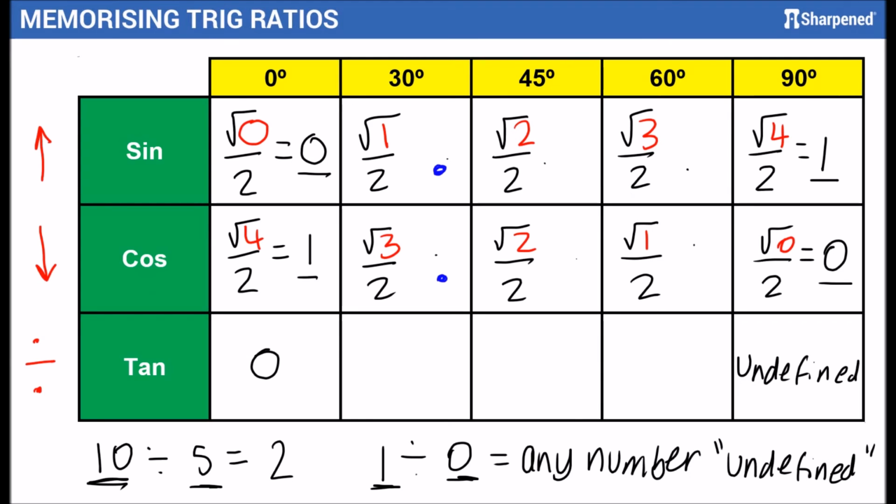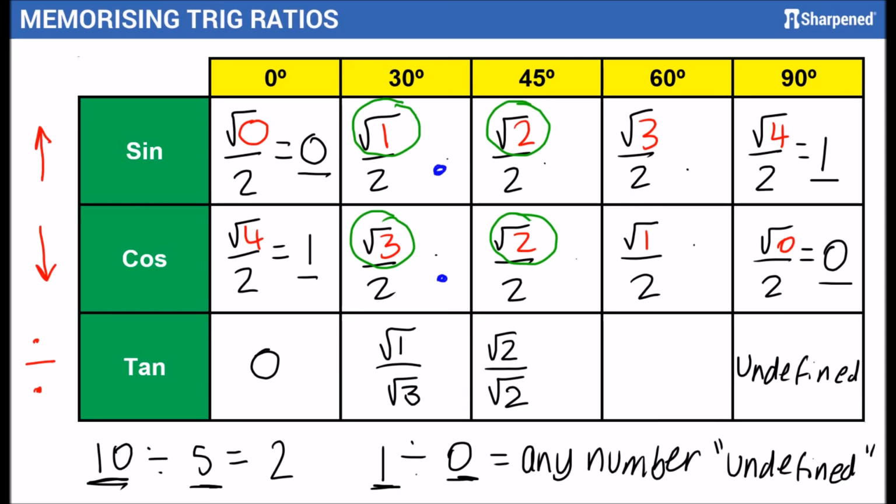In order to get the tan of 30, what we're going to do is we're just going to create a fraction with this number here being on the top and this number here being on the bottom. It's that simple. So the answer is going to be root 1 over root 3. Jumping over to the tan of 45, using that same shortcut technique I just showed you, we're going to take the top number, square root of 2, and divide it by this number here, the square root of 2. So the answer is going to be square root of 2 over square root of 2.